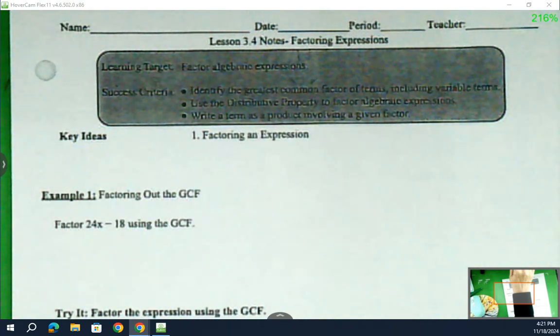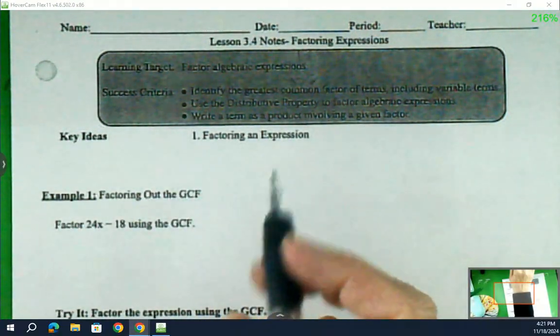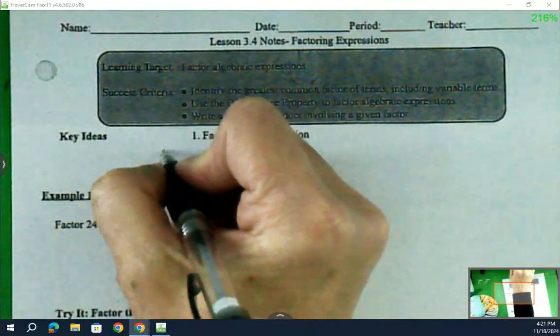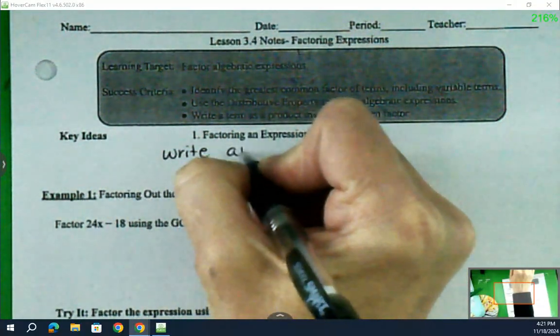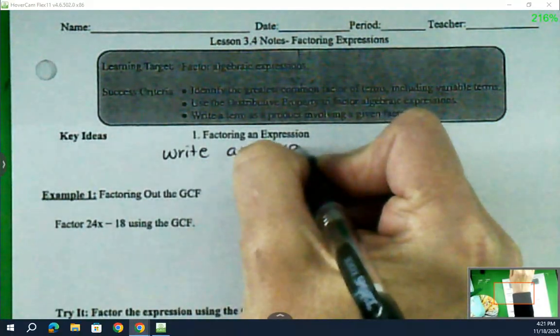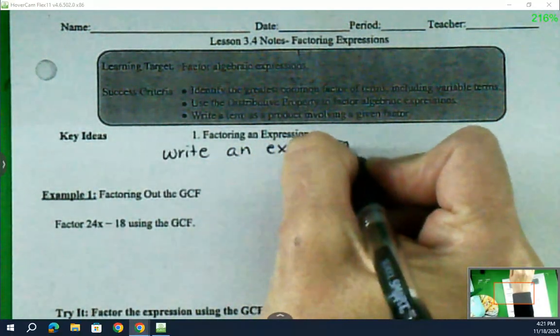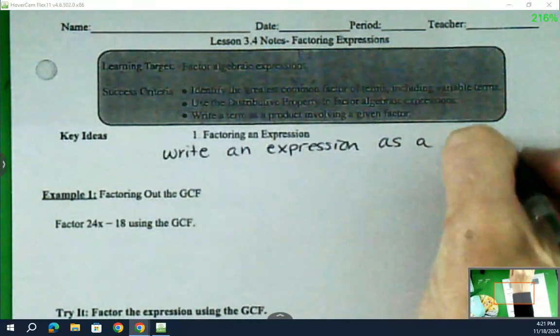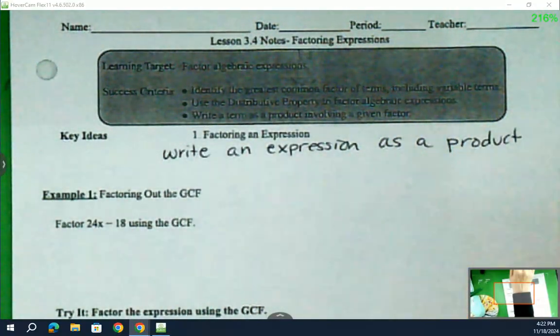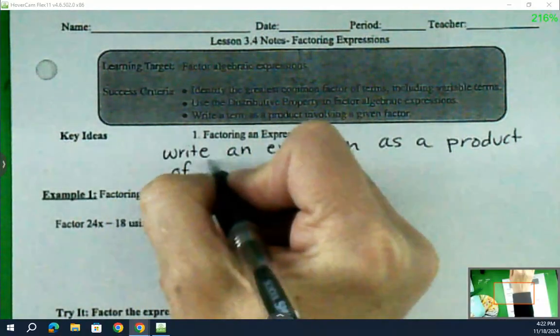Okay, this is lesson 3.4 notes. We are going to be factoring expressions today. So what is factoring an expression? Well, it is to write an expression as a product of factors.